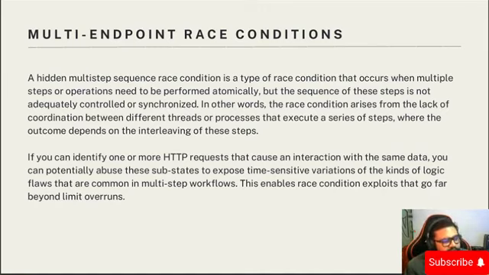But the sequence of these steps is not adequately controlled or synchronized. Definitely, if they are not working in an atomic way, it means they are not synchronized. In other words, the race condition arises from the lack of coordination between different threads or processes that execute a series of steps, where the outcome depends on the interleaving of these steps. If you can identify one or more HTTP requests that cause an interaction with the same data, you can potentially abuse these sub-states to expose time-sensitive variations of the kinds of logic flows that are common in multi-step workflows. So this enables race condition exploits that go far beyond limit overrun.